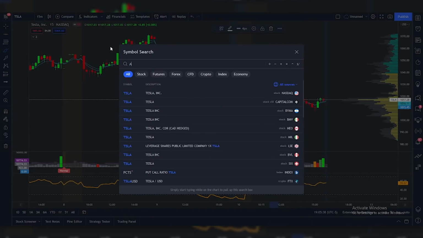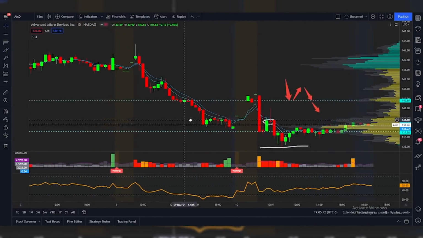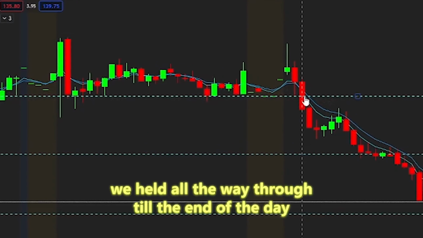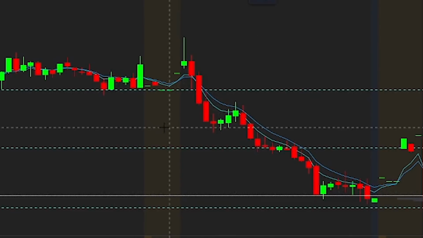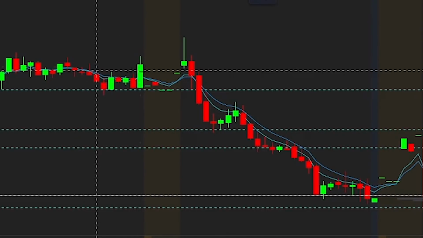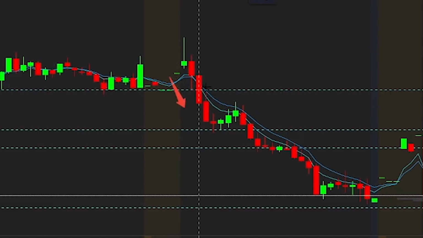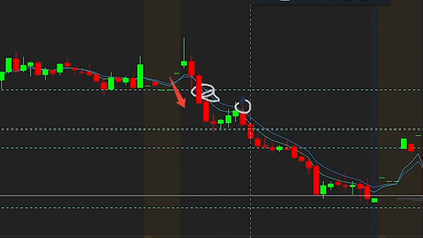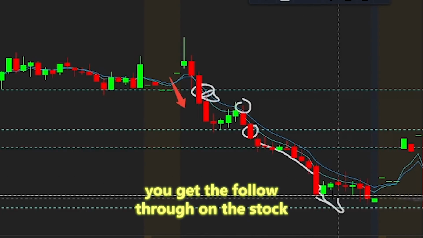Another good example was AMD from the previous day on Thursday, which is where we completely killed it. On Thursday, we entered on the previous day support break, entered here, and we held all the way through till the end of the day, if you guys remember on the Twitter. So this is what happened. It broke past our support. We enter our position here. We enter a starter, add more on a retest, comes back, forms the base, add more on the retest here, breaks past, full position is in, and then boom, you get the follow through on the stock.